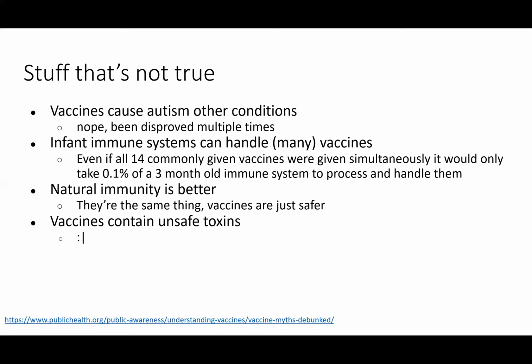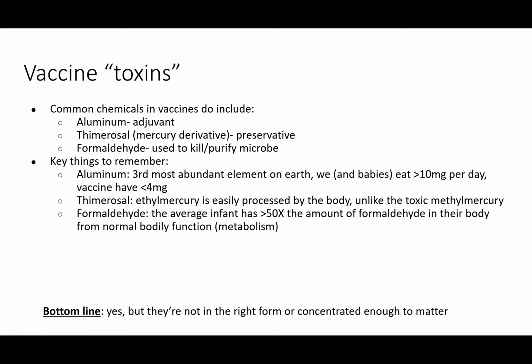The other thing is that vaccines contain unsafe toxins. And this, as you can tell by my smiley face, is just not really true. Just to talk a little bit about vaccine toxins, the common chemicals that vaccines do include are aluminum, which is an adjuvant; thimerosal, which historically speaking was a preservative, but again, it's not used very much. Thimerosal, as I've mentioned, is a mercury derivative. It is ethyl mercury, not methyl mercury. And then finally, there is formaldehyde, which we use to kill and purify the microbes.